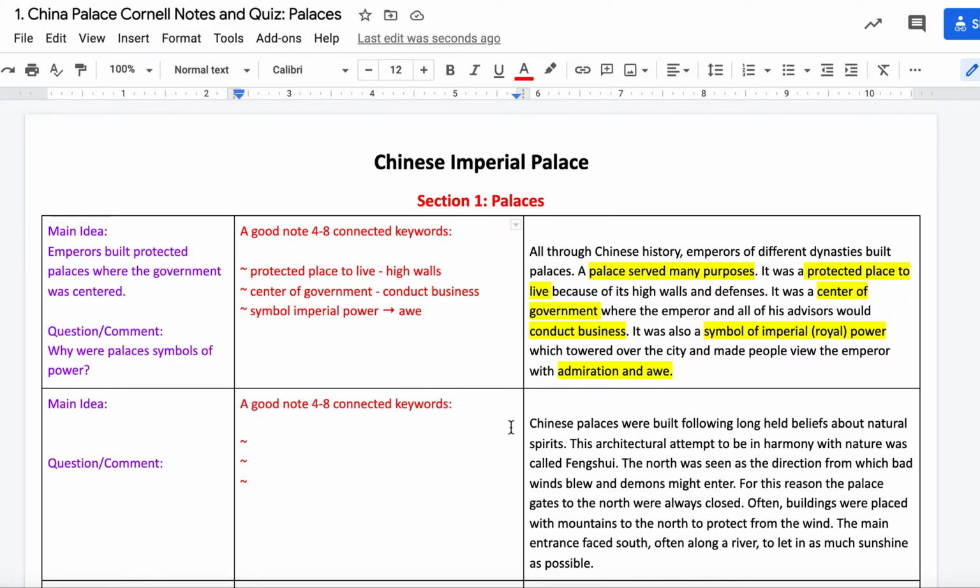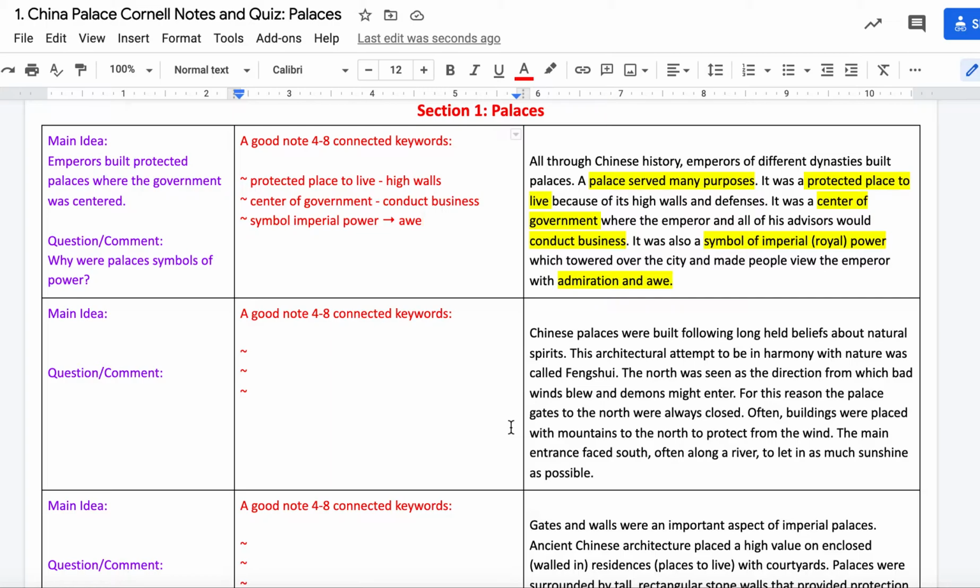Chinese palaces were built following long-held beliefs about natural spirits. This architectural attempt to be in harmony with nature was called feng shui. The north was seen as the direction from which bad winds blew and demons might enter. For this reason, the palace gates to the north were always closed. Often buildings were placed with mountains to the north to protect from the wind. The main entrance faced south, often along a river, to let in as much sunshine as possible.